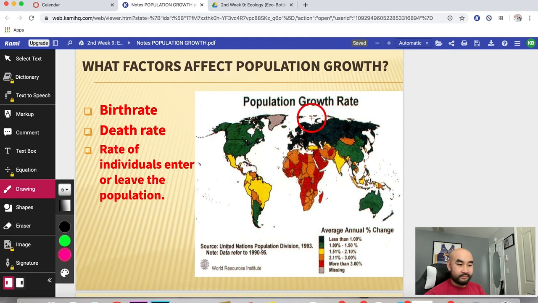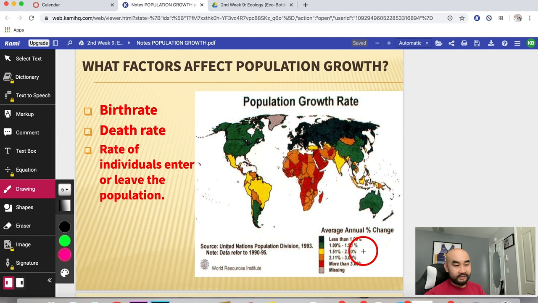Looking at this continent map, by the way, this could help you with your Kahoot test, so pay attention, you're going to be doing it on Wednesday. Looking at the graph, this is from 1993, so a little old.